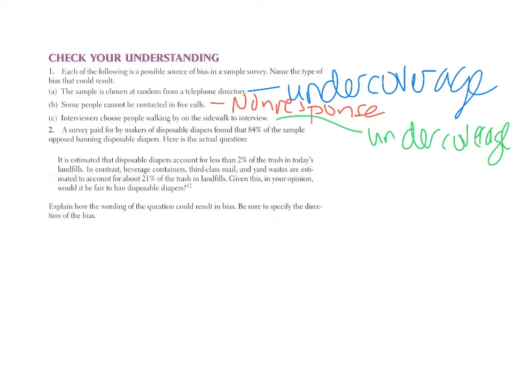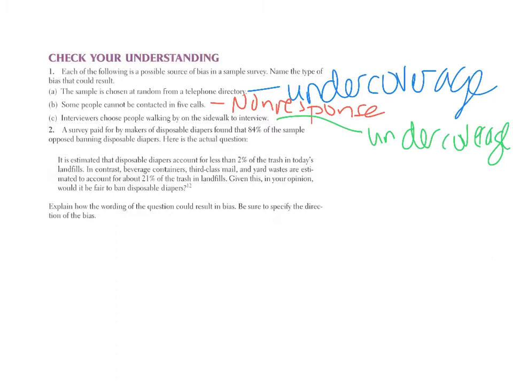All right, number 2, a survey paid for by makers of disposable diapers found that 84% of the sample opposed banning disposable diapers. Here's the actual question. It is estimated that disposable diapers account for less than 2% of the trash in today's landfills. In contrast, beverage containers, third-class mail, and yard waste are estimated to account for 21% of the trash in landfills. Given this, in your opinion, would it be fair to ban disposable diapers? Explain how the wording of the question could result in bias. Be sure to specify the direction of the bias.